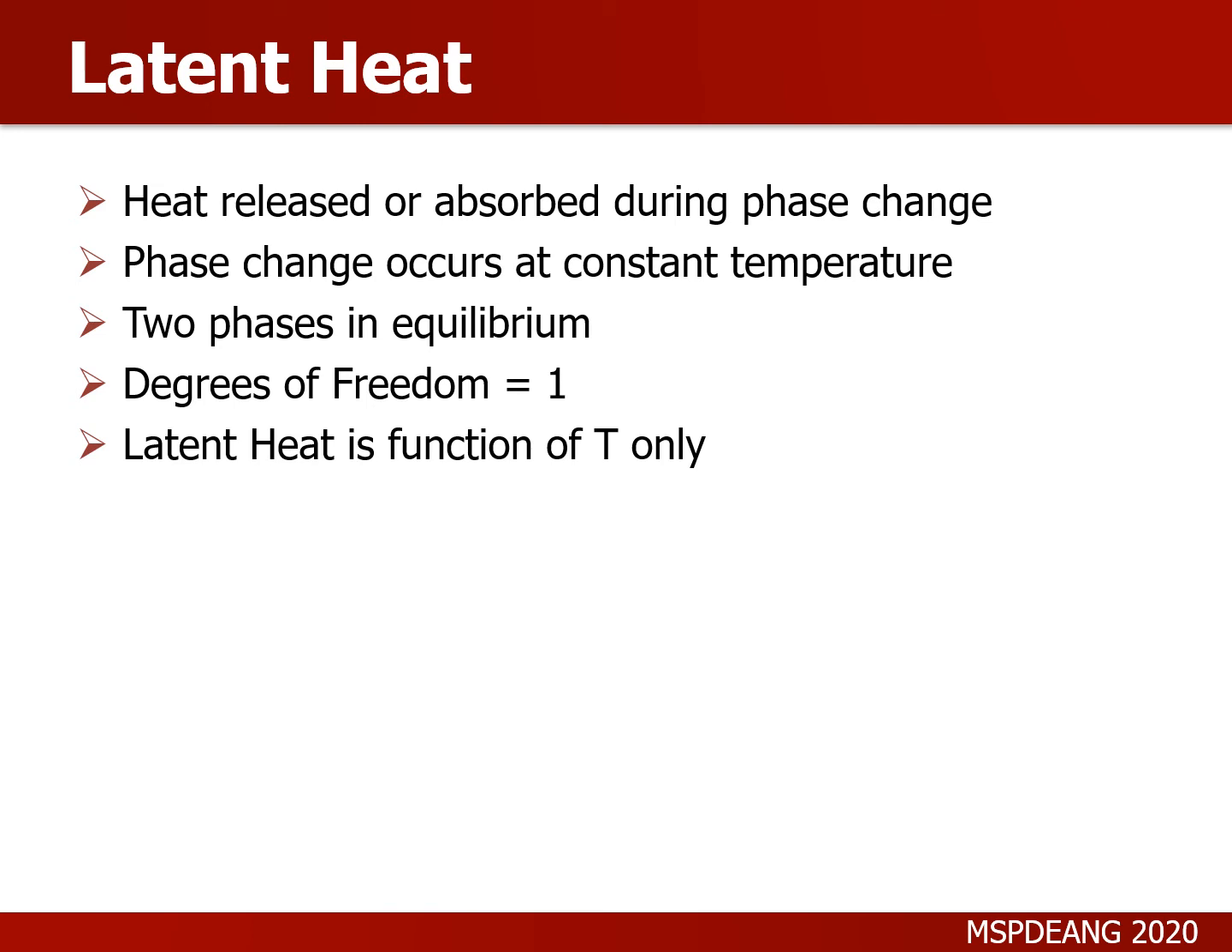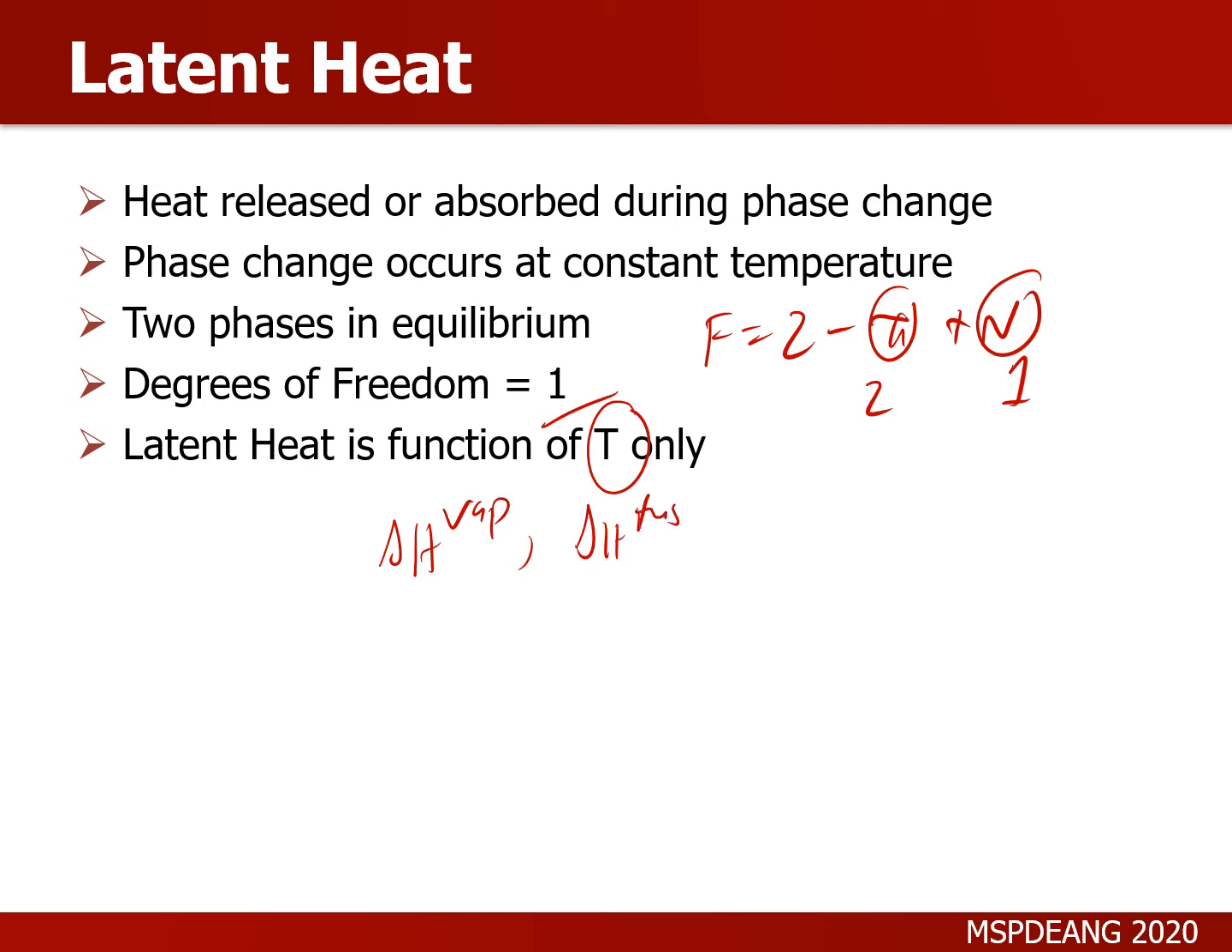Phase change processes always occur at constant temperature and pressure. So recall your Gibbs degree of freedom analysis: F is equal to 2 minus pi plus n. You have two phases and just one component. Thus, your degree of freedom is 1. So if we know the temperature, we can also know the latent heat. If you know the temperature, you can get either delta H vap or delta H of fusion. Or if you have the delta H of vaporization, this corresponds to a certain temperature for that heat of vaporization.